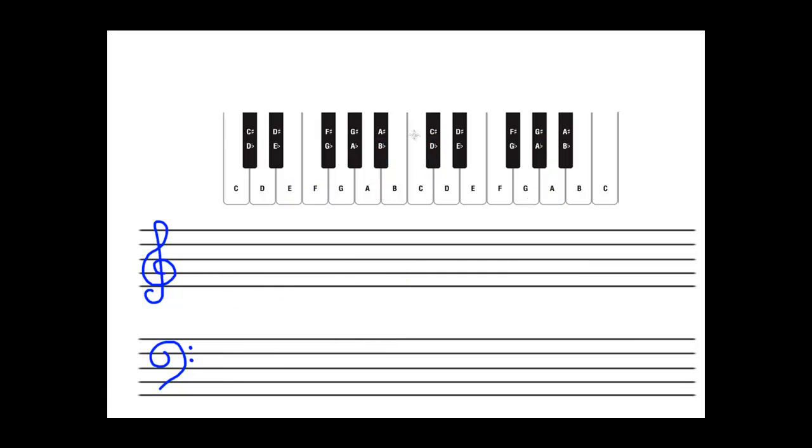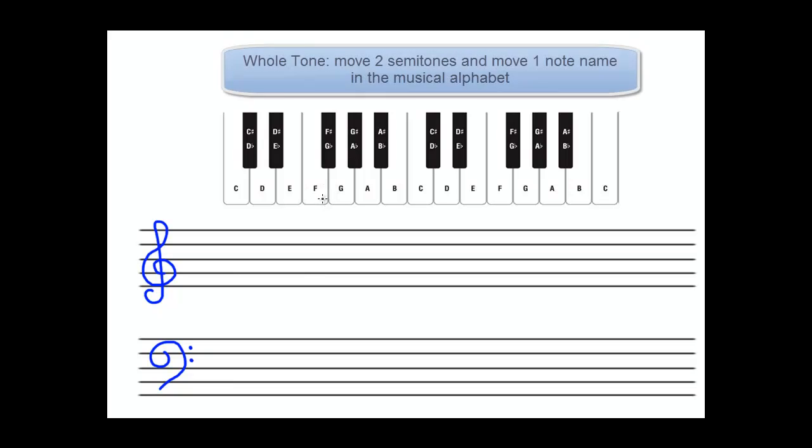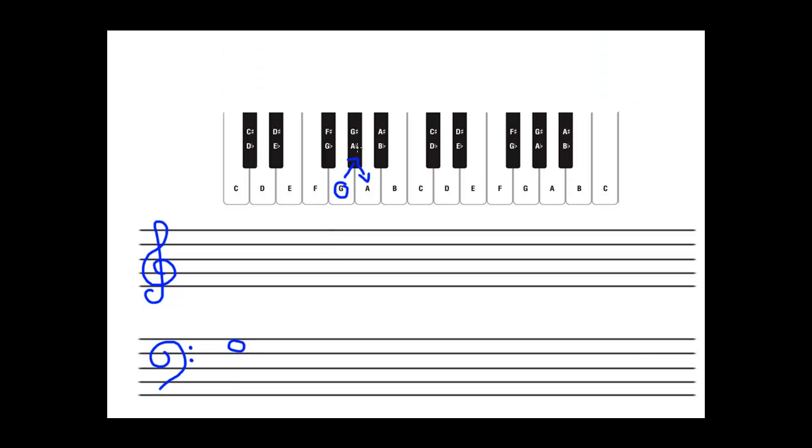Finally, we're going to look at whole tones. So a whole tone is defined as two semitones put together. So when we start on a note, let's start on the G, below middle C. If we are going up a whole tone, we're going up two semitones and changing one note name in the musical alphabet. So in this case, two semitones up, we go from a G up to a G sharp, from a G sharp to an A. So writing a note that is a whole tone above a G will be an A. We've gone up two semitones and one note name.